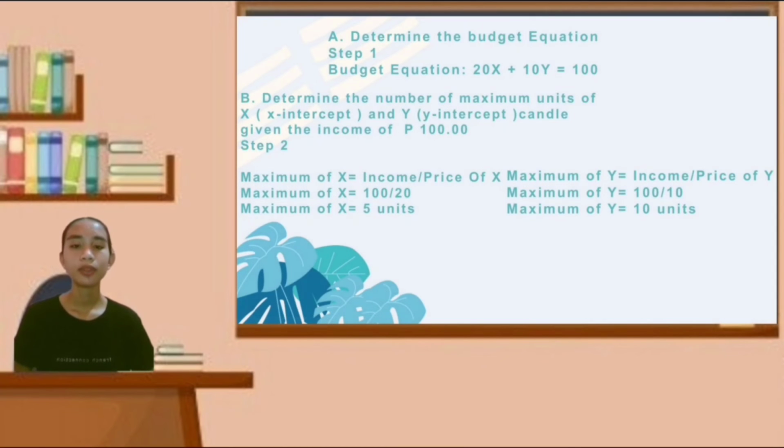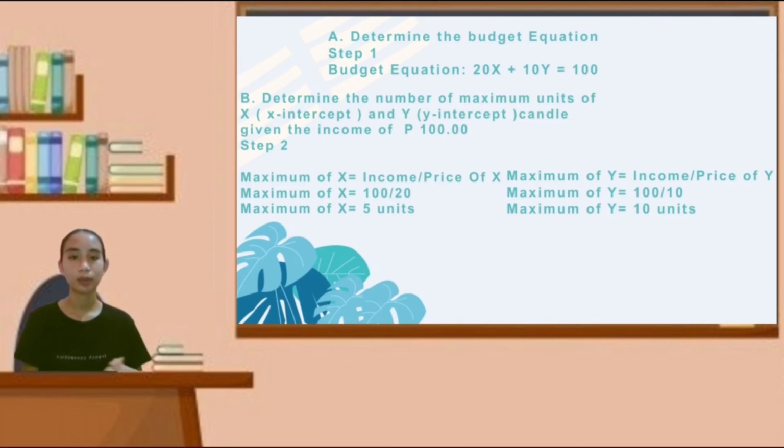Step 1. Form the budget equation using its standard form. 20x plus 10y is equal to 100. 20 is the price of the scented and 10 is the price of unscented. Step 2. Determine the number of maximum units of X and Y candle given the income of 100 pesos. First, the maximum of X. Maximum of X is equal to income divided by price of X. So 100 divided by 20 is equal to 5 units.